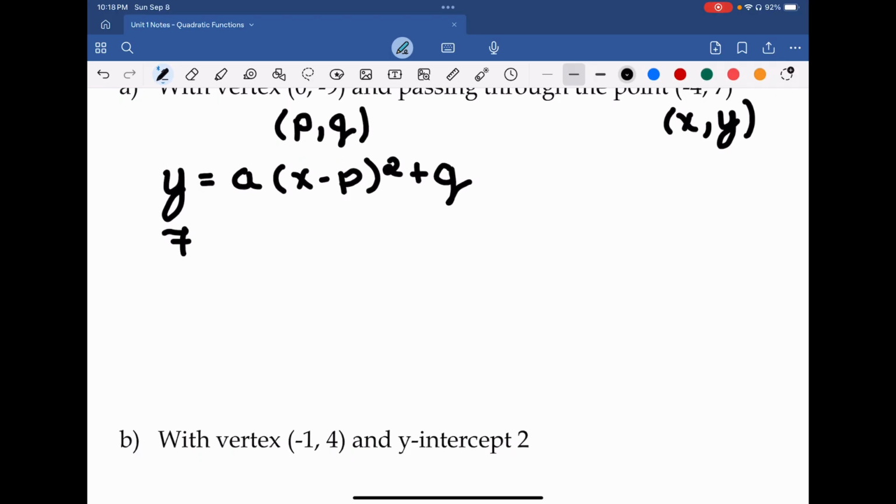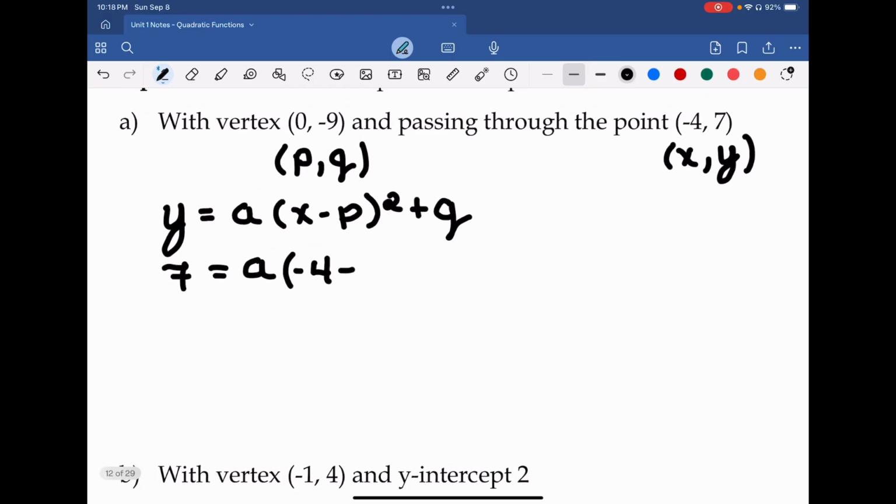The y value is 7. The a value is what we're looking for in order to build out our equation. We're going to then write in x, which in this case was our -4, minus the 0, which was our x value for the vertex, all bracketed and squared. And then we're going to take our -9 and put it in for q.